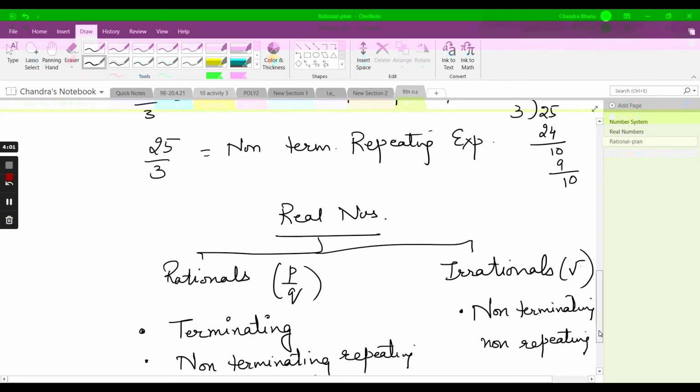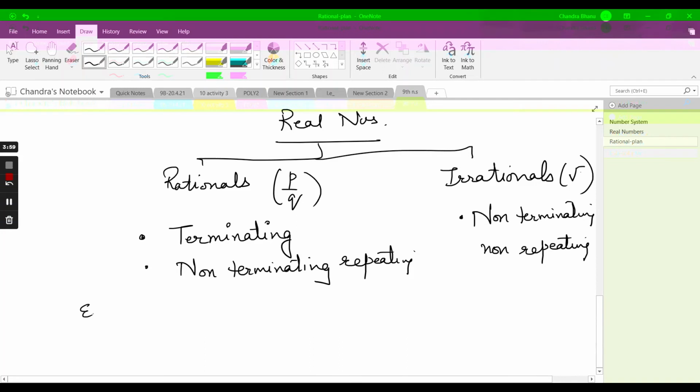Let's see some examples. Suppose I say 2.573. This is an example of a terminating decimal. But if I say 1.3742 bar, this bar basically represents non-terminating repeating. For repetition we put a bar. Whatever number is being repeated is put under a bar. This is terminating and this is non-terminating repeating.